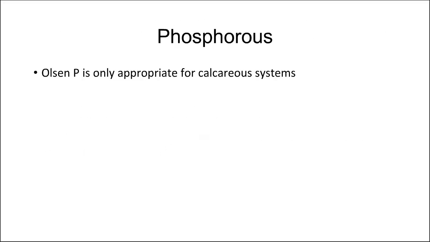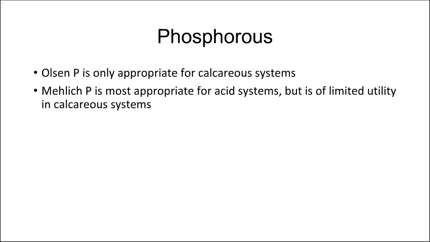A few comments on phosphorus. Phosphorus will be one of those things we add if you don't request it for the upper horizons in a pedon. Olsen phosphorus is only appropriate for calcareous systems. Mehlich is most appropriate for acid systems. It's of limited utility in calcareous.